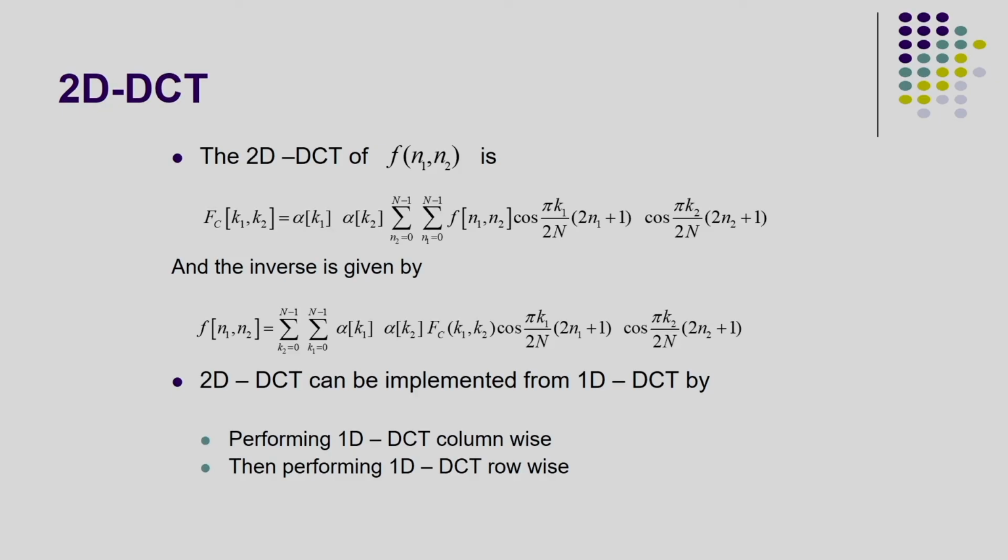Now I am showing the 2D DCT, the two dimensional discrete cosine transform. This is the extension of the 1D DCT, as you can see here. F_C(k1, k2), where k1 is the index corresponding to one direction, suppose the x direction, and k2 is the index corresponding to the y direction. I have alpha k1, alpha k2, and my input 2D sequence is f(n1, n2), with the two cosine terms, cos of pi k1 divided by twice n1 plus 1, and cos of pi k2 divided by twice n2 plus 1. From this expression I can determine the inverse DCT by using this equation.